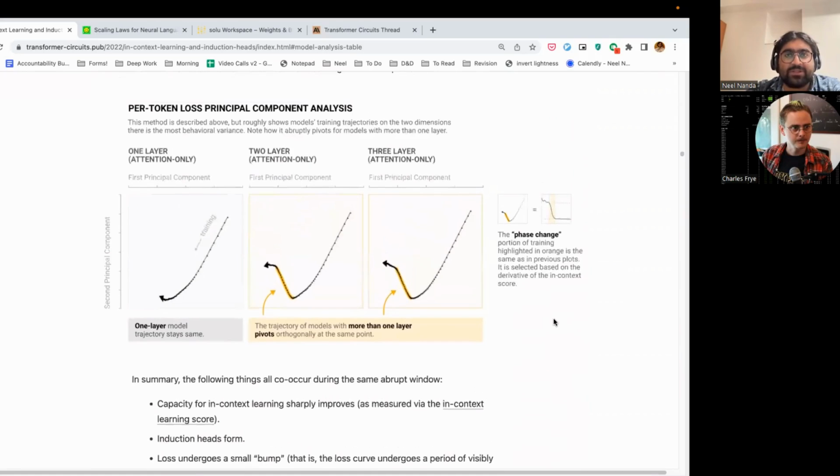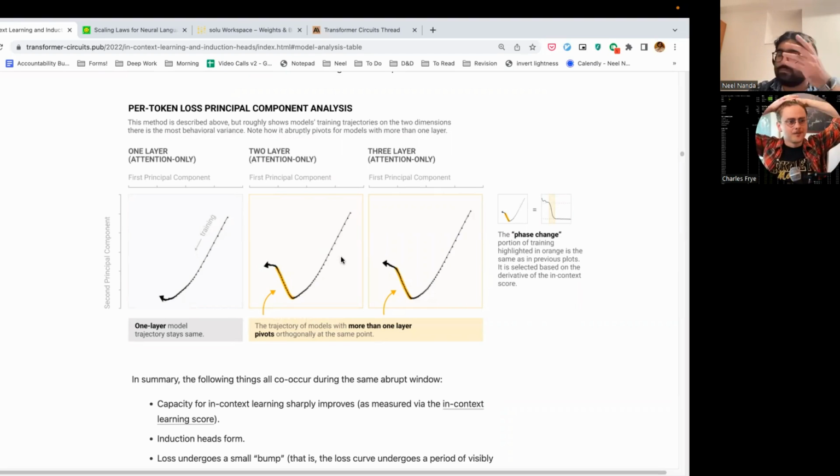If you do a scatter plot of the first two principal components, you see this very sharp bump where models swerve and then swerve again. And this bit highlighted in yellow corresponds to the period in training that we claim this phase change is happening in. And importantly, we only see it in 2-layer models and 3-layer and above, not 1-layer, because 1-layer models can't form a circuit containing an induction head, because it involves composition.